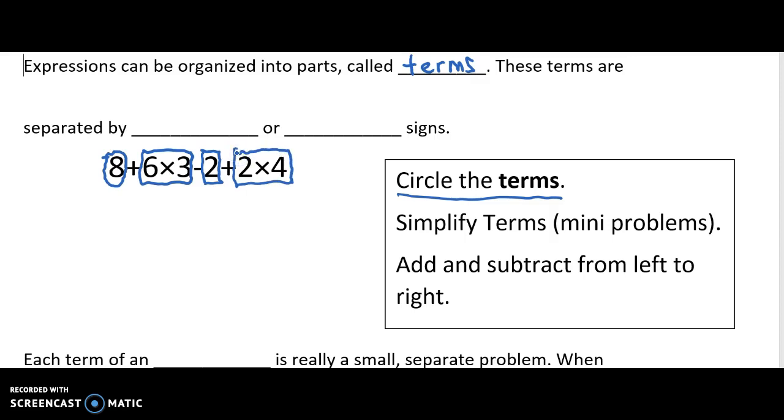Okay, so now let's see if we can figure out this sentence. These terms are separated by blank or blank signs. Well, what's in between the terms? Here we have a plus sign. Here in between these two, we have a minus sign. And between the last two, we have a plus sign. So terms are separated by plus or minus signs.